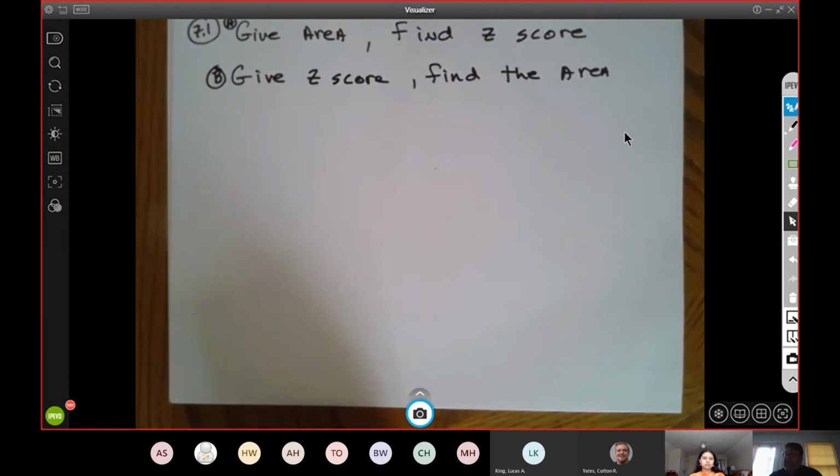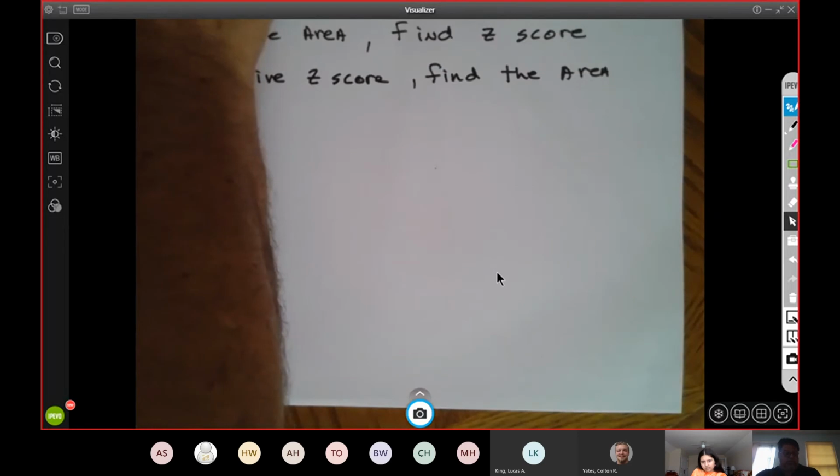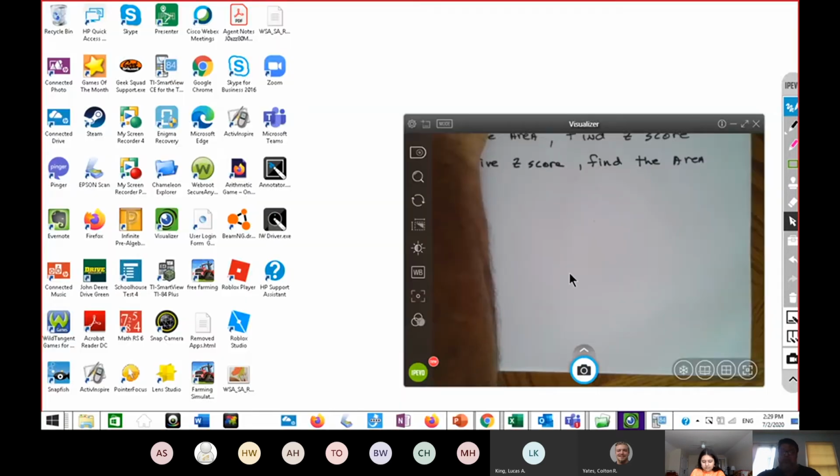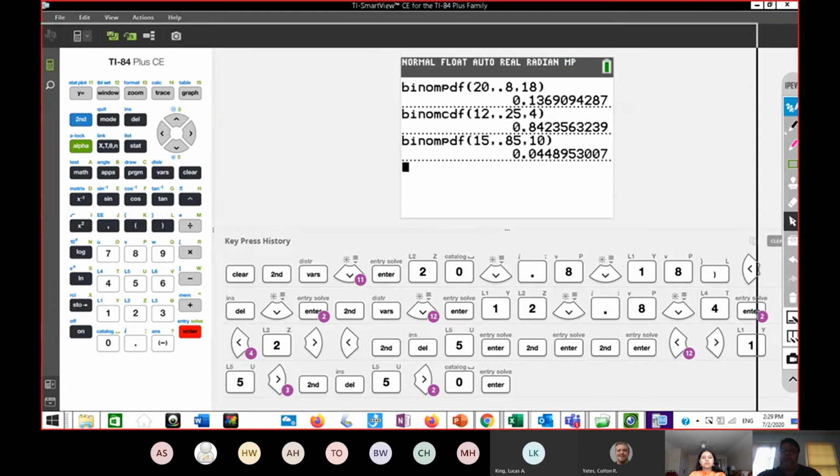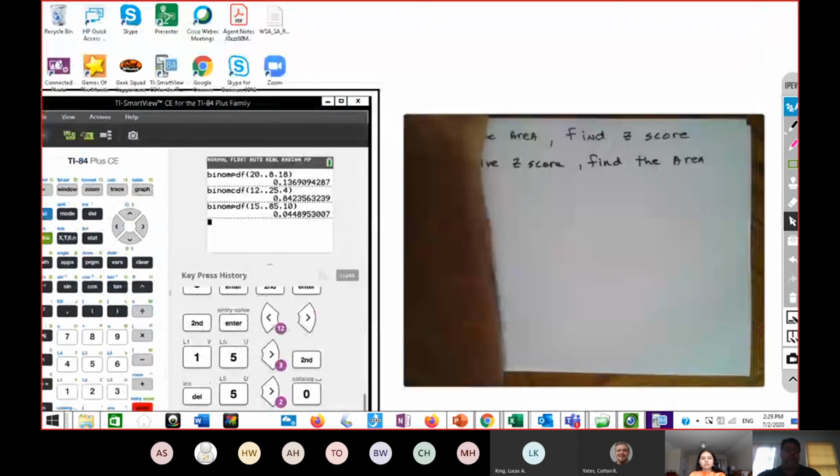If you have A, you're going to use in your calculator what's called, hold on a second, I'm having to switch from back and forth. Let me make this small and move it over. Okay, so I guess I have to make it small. There we go.